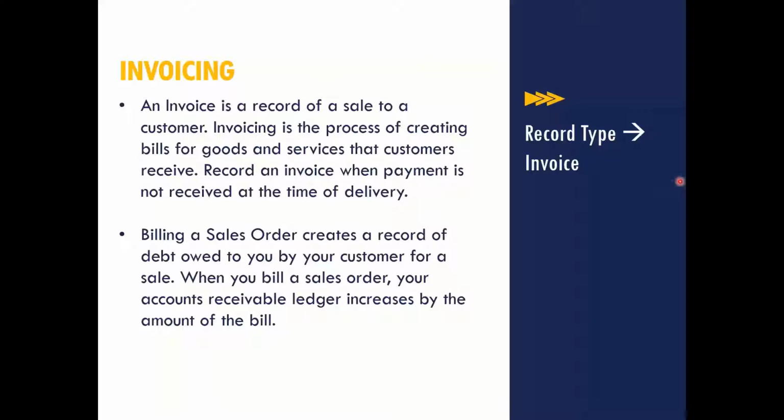So now we're into the invoicing process. The record type here is invoice. So an invoice is a record of a sale to a customer. Invoicing is the process of creating bills for goods and services that customers receive. Record an invoice when payment is not received at the time of delivery. And there is a little bit of an exception to this, which we'll talk about, which is customer deposits. It doesn't make that 100% true.